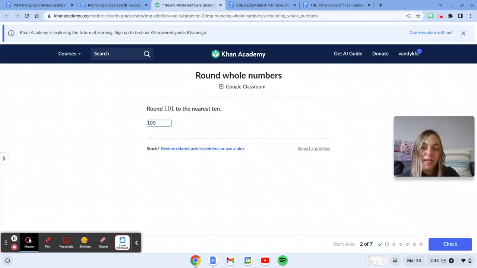And you can also think about this too. 101. Is that going to be closer to 100 or to 110? And then that might help you as well to make sense of these problems.